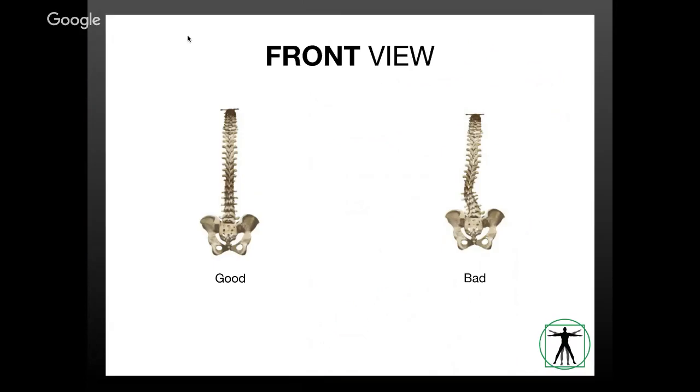Here's a good view of the spine. It's easy to see subluxation and misalignments. The spine should be straight from the front, and look, obviously that one on the right is not straight. So we have to adjust that, we have to correct that, and then we have to do our spinal hygiene exercises between visits to help keep that.